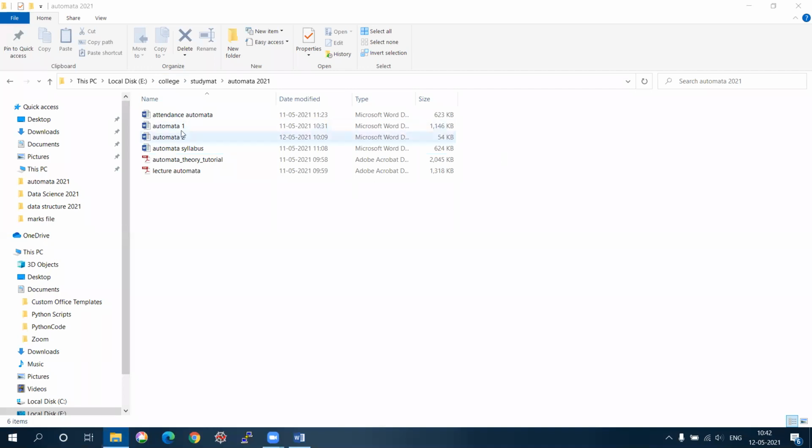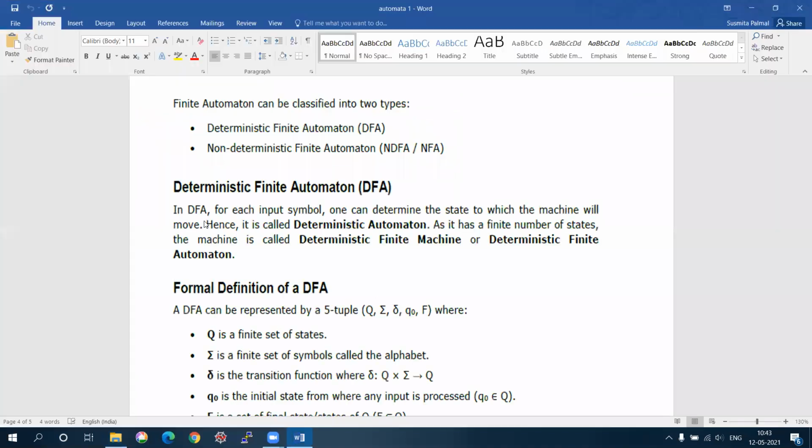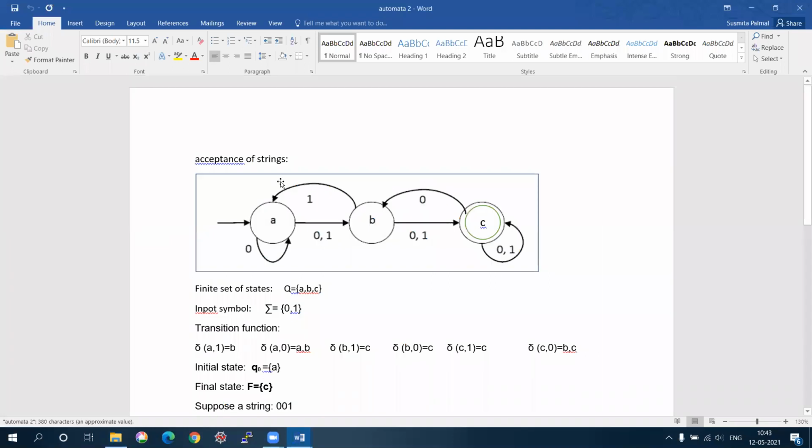तो लास्ट क्लास में हम लोग डिस्कस किए थे फाइनाइट ऑटोमाटा के बारे में. इसमें 5 स्टेप्स था. Automata की जो definition है, it contains 5 tuples and the meaning of all 5 tuples we discussed on the last class. So according to syllabus, today we will discuss about the acceptance of strings.